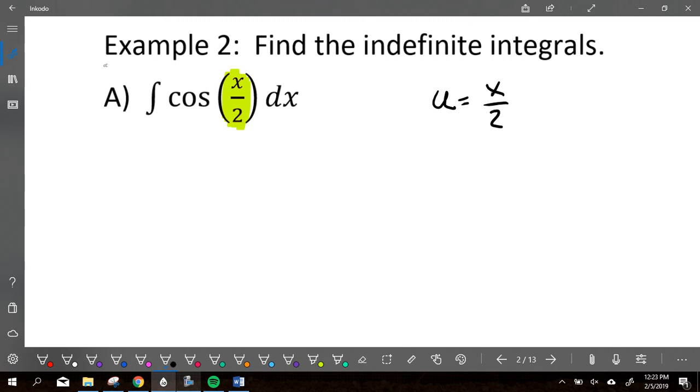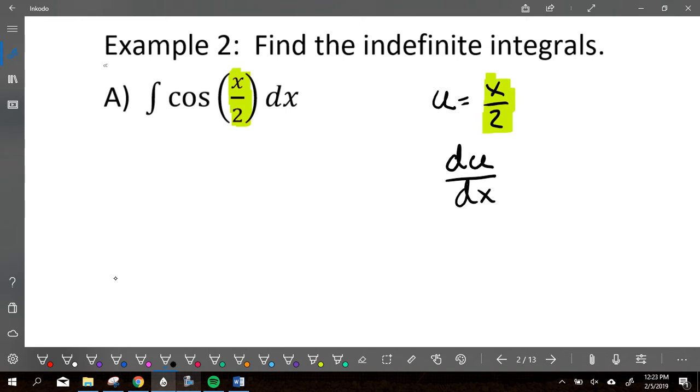All right, there's nothing fancy about it. It is just a placeholder. It's basically like you're covering it up and saying something's there. I don't know what's there, let's just call it u for right now. That way we don't have to mess with the ugliness of it. That's all u means for us here. So u for us is going to be whatever's inside the parentheses. It's x over 2.